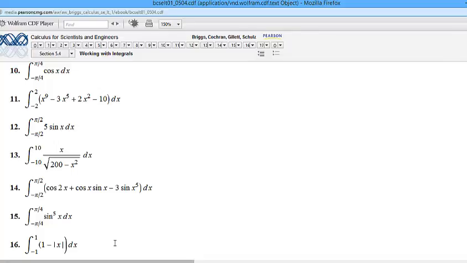All right. Number 12. Integral. Did you get the answer yet? Not yet. Keep working. I've got it. Is the sine function even or odd or neither?